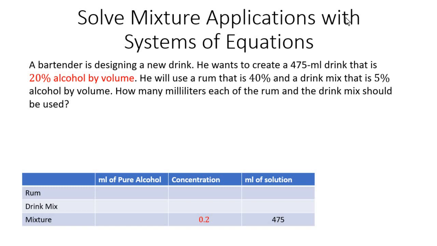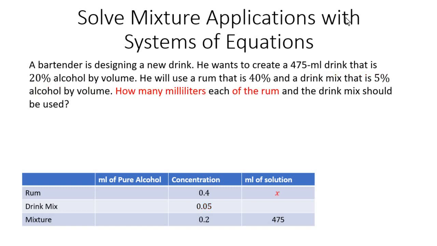We want this new liquor, this new drink, to be 20% concentration. And we're going to use a 40% rum, so we'll put 40% for the concentration of the rum, and a 5% drink mix, so we're going to put 0.05 for the concentration of the drink mix. In order to get this 20% drink, we want to know how many milliliters of each of the rum and the drink mix should be used.